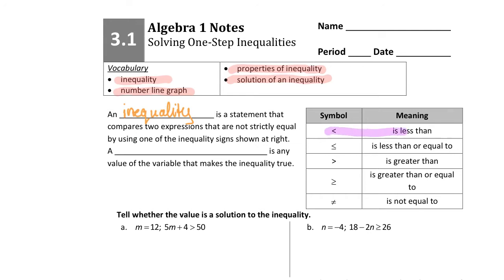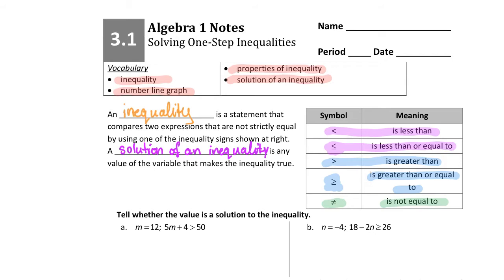So we've got the less than symbol, and we also have less than or equal to. The only distinction between the two is the second one also includes that equal line. So what that means is the number might be equal to our value, or it could be less than. We also have the greater than symbol. And then we have the greater than or equal to. And then one we haven't seen before is the not equal to symbol. A solution of an inequality is any value of the variable that makes the inequality true.